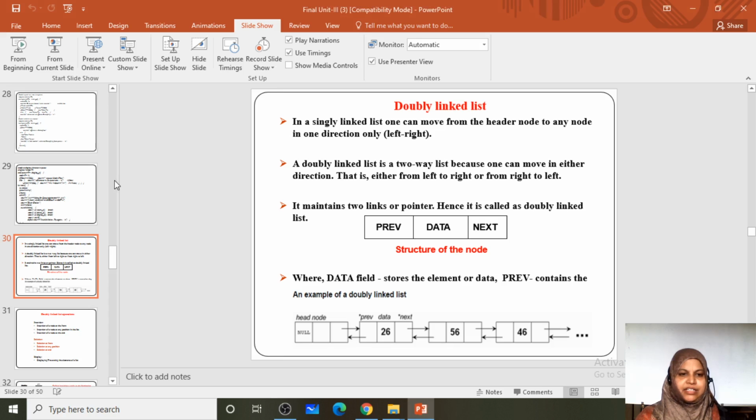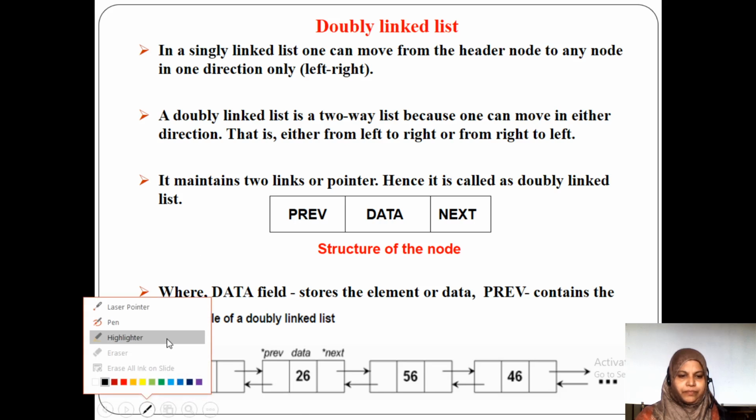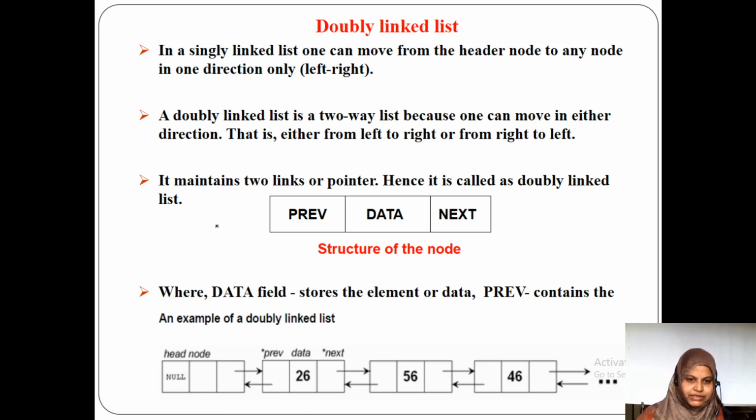Each node consists of a data field and one more pointer field. See here, this is the node. This is the data field, and this is the pointer field. In the pointer field, we store the address of the next node.